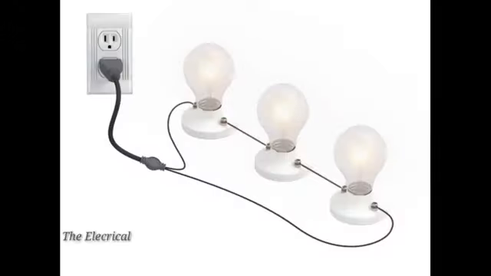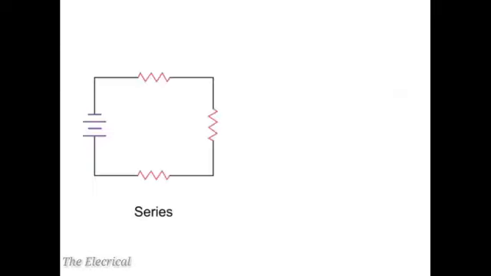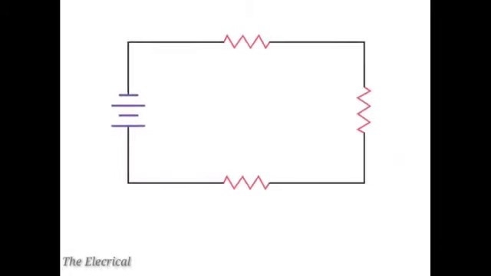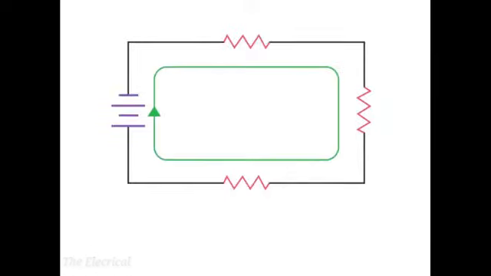Electronic components can be connected in a variety of configurations to form functional electrical circuits. The two simplest types of circuits are the series circuit and the parallel circuit. A circuit is said to be in series if all of its elements are connected along a single path with the current flowing in the same direction through each component.